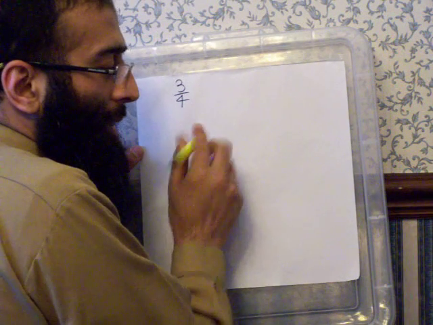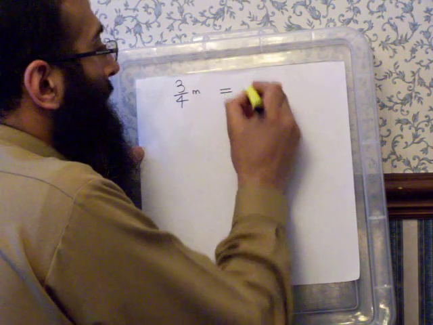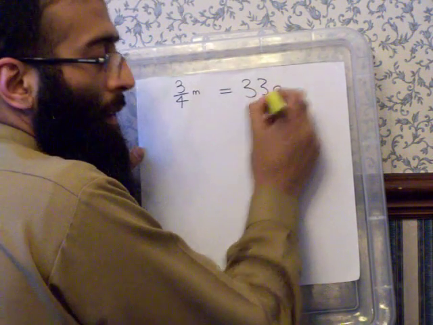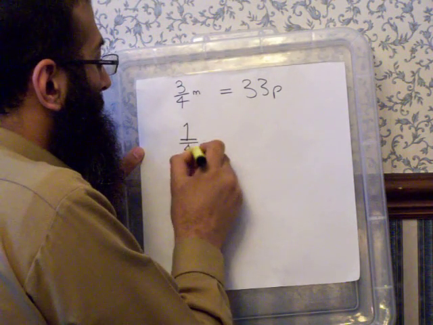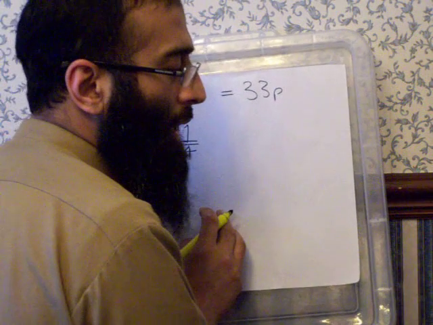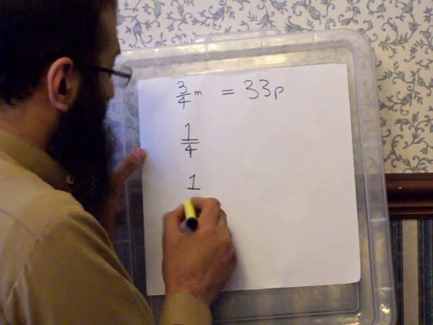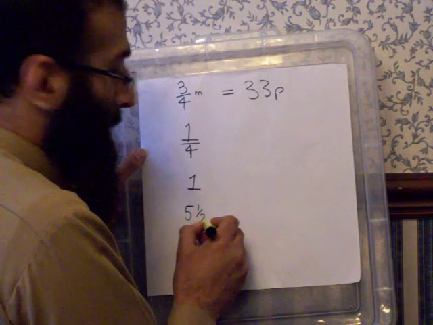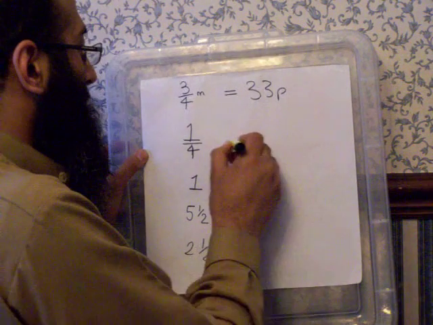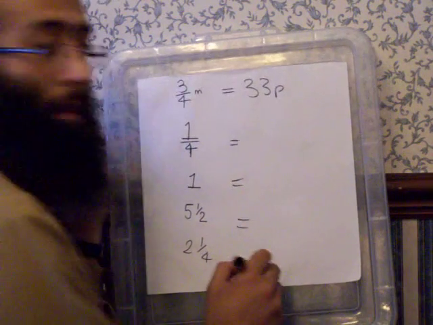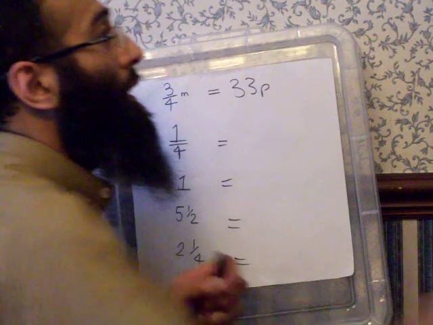So 3/4 of a meter costs 33p. And from 3/4 they want to know what is 1/4. And from 1/4 we need to get to 1. And from 1 we need to get to 5.5. And we also need 2.25. Okay. Are we ready? Are we ready, Moyies? Yes. Good. Okay, Moyies is ready.